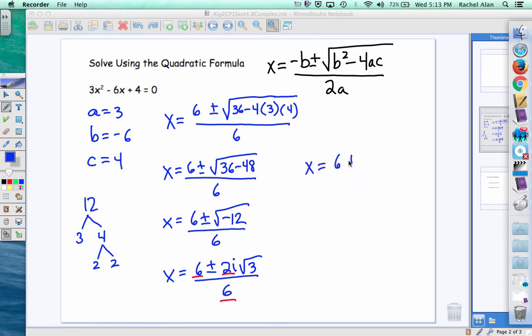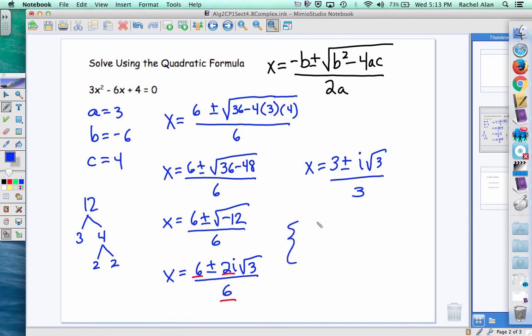So 6 plus or minus, you really don't need the 1. You can just write i square root 3. I'm sorry, divide them all by 2. 3 plus or minus i square root of 3 over 3. Okay, so I took all of the ones underlined, divided them all by 2. You can put a 1 here, but you really don't need it.